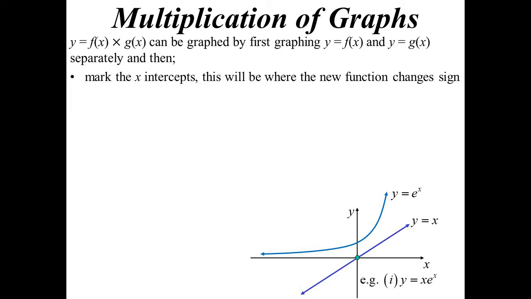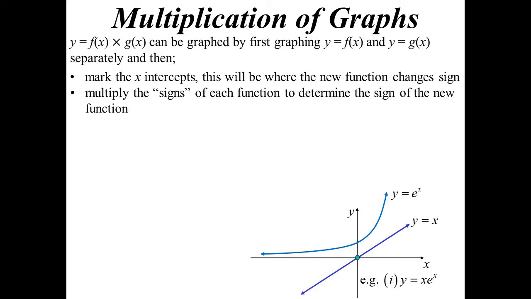X-intercepts are going to be important because that's when it will change from positive to negative. We talked about that the other day with change of sign. Key points. So the only x-intercept here is when y equals x. So that one I'm interested in. So basically we mark in all the x-intercepts. In this case I've only got one.